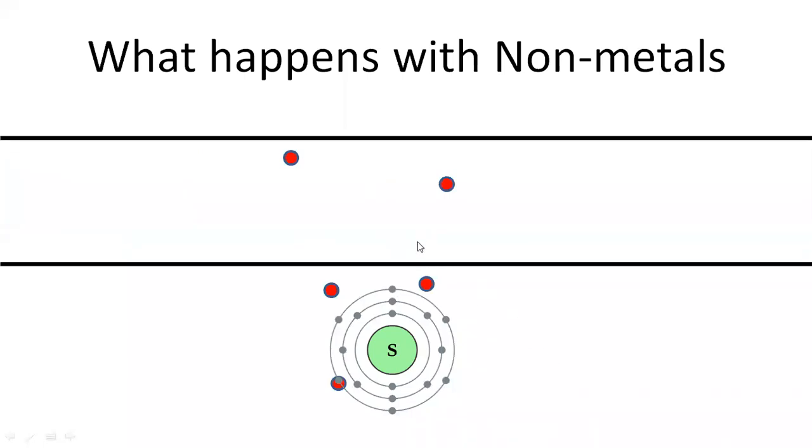Now the problem is that sulfur was not able to attract all of them. Only a few of them he was able to attract. So the rest of the electrons completed their journey.